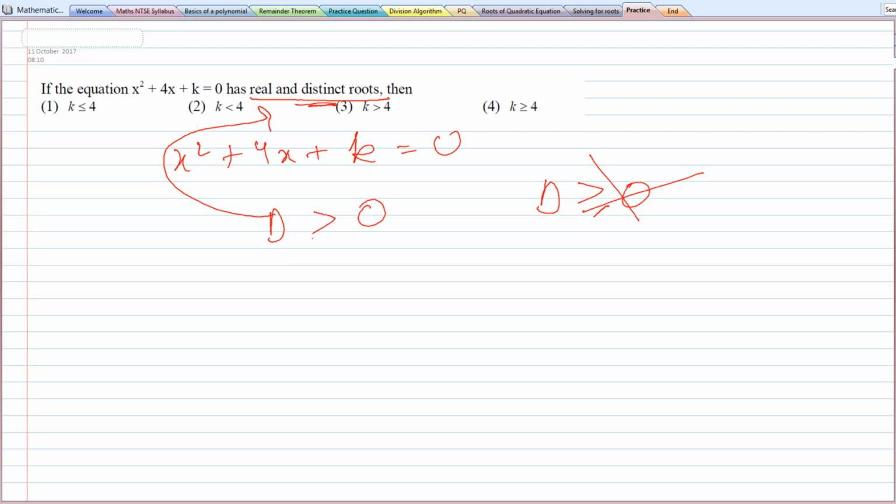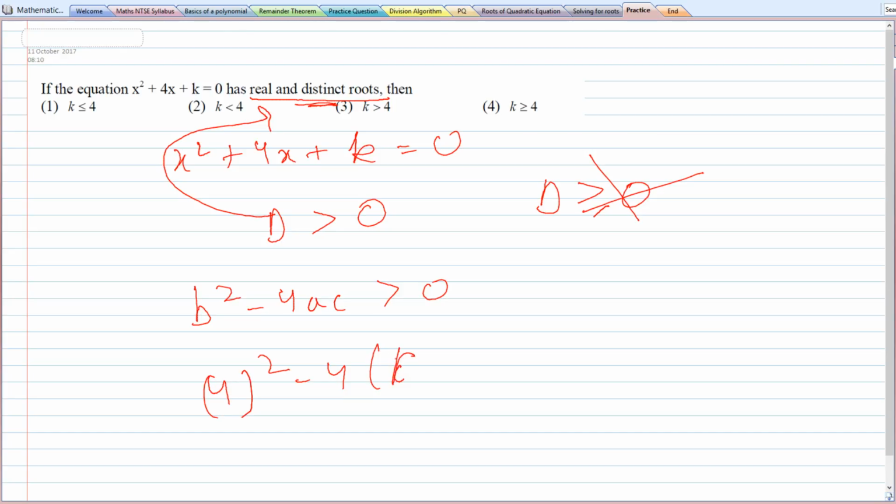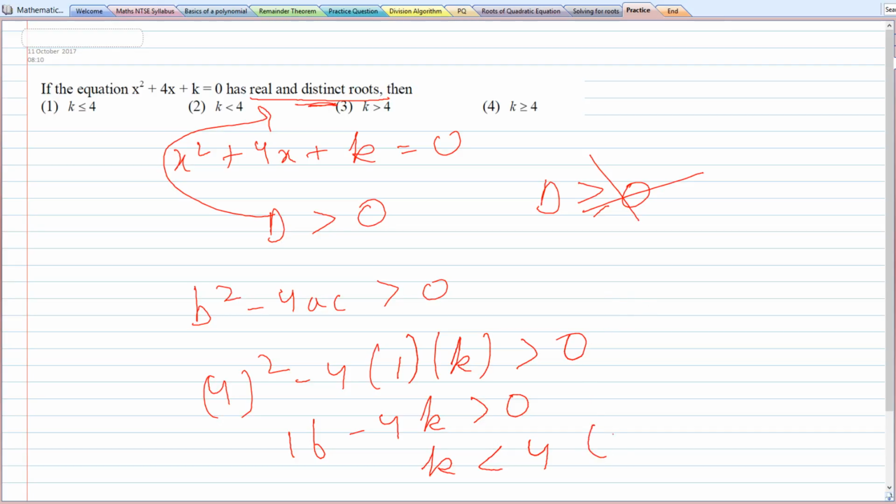That will be wrong. So if D is greater than 0, b square minus 4ac is greater than 0. We get 4 square minus 4 into 1 into k greater than 0. 16 minus 4k is greater than 0. K is less than 4, not equal to, which is option number 2.